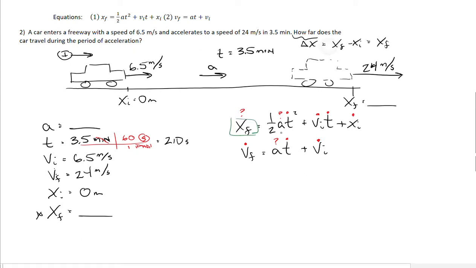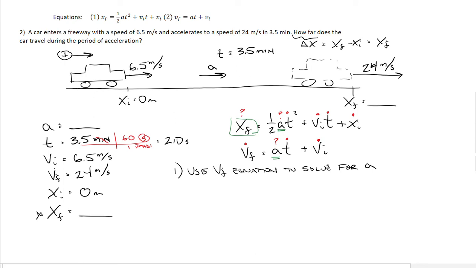However, I'm missing a in that equation, so I can't solve for it directly. However, if I look at my second equation, I notice that a is the only thing I don't know. So with that in mind, my first step is to use the v final equation to solve for the acceleration.